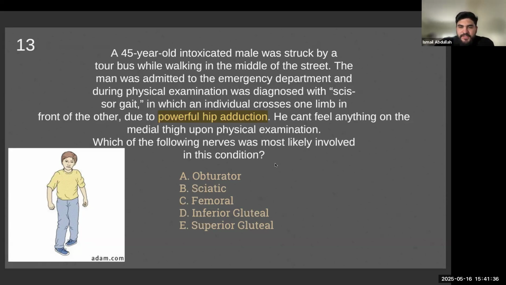I don't even think the scissor gait is covered in explaining the obturator nerve injury. But this is a good example because some questions are just going to tell you that he's crossing one limb in front of the other. Because this came in my exam when I was in first year. They didn't even mention that the patient had sensory loss over the medial thigh, just the idea of crossing one limb in front of the other, because he had a very powerful hip adduction. This is a takeaway: if you see it in a question, it's an obturator nerve injury, and of course the medial thigh.